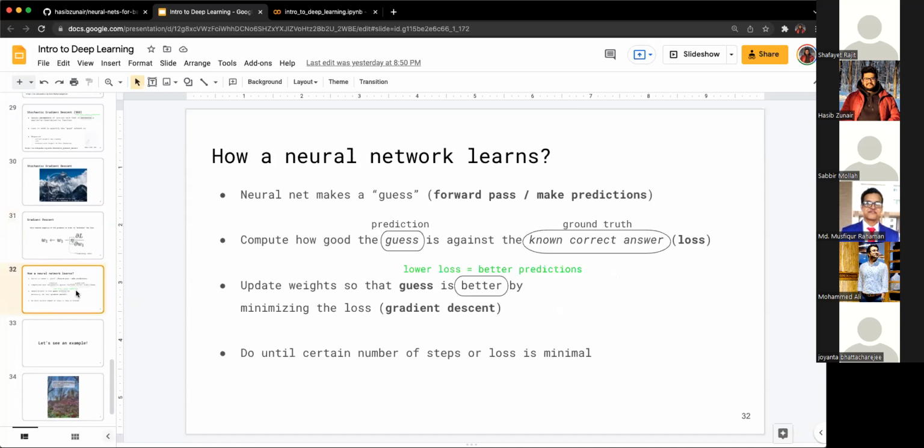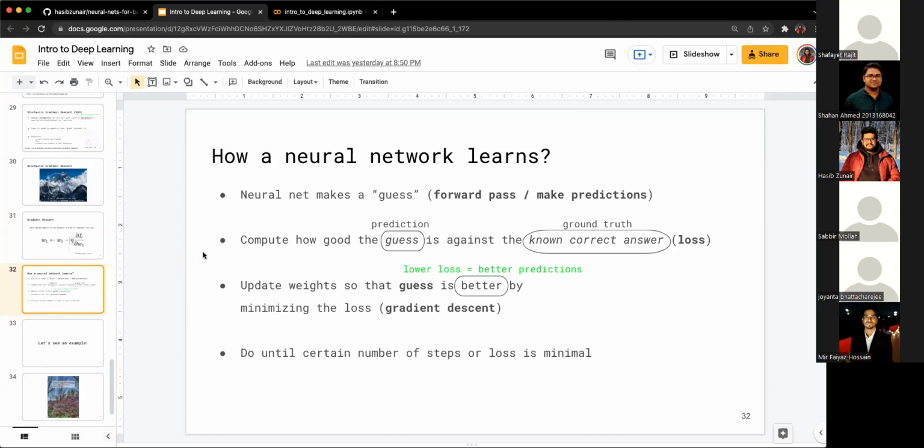So now we can see how overall a neural network learns. The first step would be that a neural net makes a guess, which is what we saw in the previous examples. We just looked at what the forward pass is, right? By forward pass, I mean that your network is making a prediction or it's making a guess that, okay, given this data point, what can be the value? And then, sorry? Question?